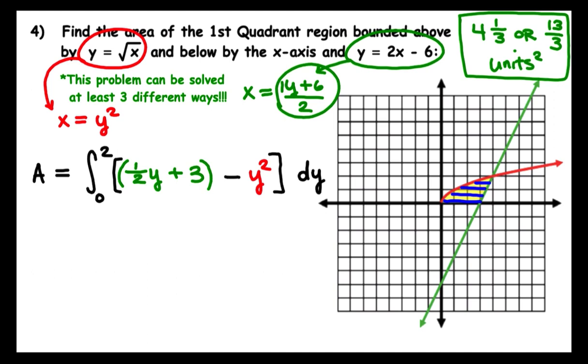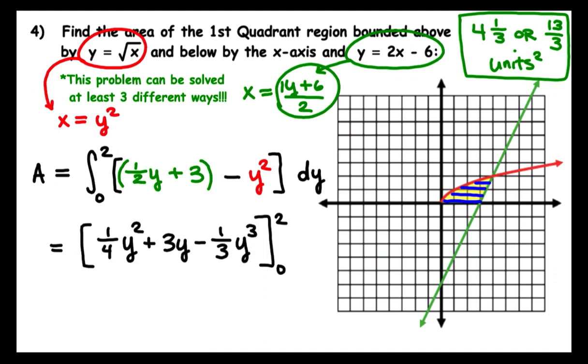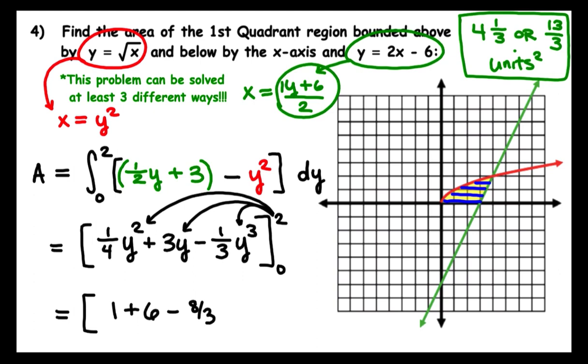All right, let's integrate. Up by a power, divide by the new power. You're going to have 1/4 y squared plus 3y minus 1/3 y cubed. And like I said, we're going from 0 to 2. So obviously the 0 is not going to matter. That's pretty awesome. Let's go ahead and put the 2 in. 2 squared is 4. 1/4 of that will be 1. Plus 3 times 2, plus 6. 2 cubed is 8, minus 8/3. And obviously the 0 would go into all 3, but it doesn't matter.